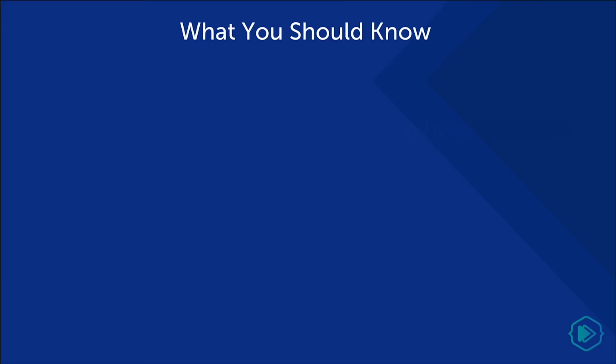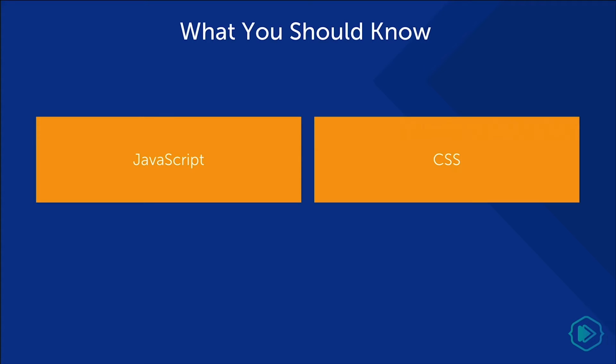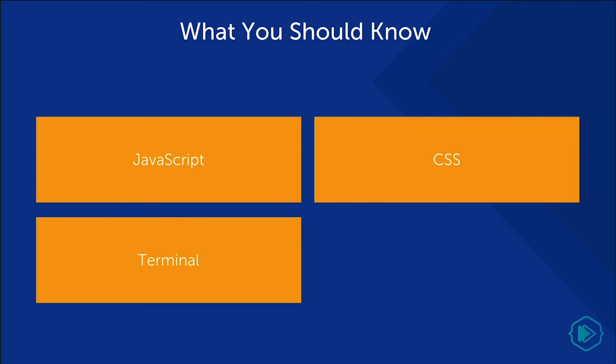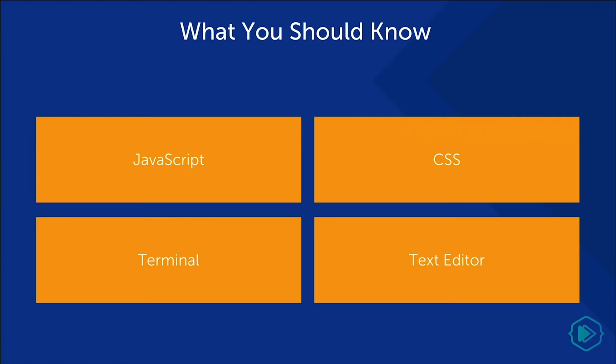This guide assumes that you have some basic knowledge of JavaScript, CSS, and your development machine's terminal. More specifically, you should know basic JavaScript concepts such as how functions, if statements, and loops work. You should know how to write simple CSS selectors and know how to apply CSS rules as name-value pairs. You should know how to open a terminal or command line prompt on your development machine, how to change directories, and how to execute commands. Finally, you should also know the basics of your text editor or IDE of choice.